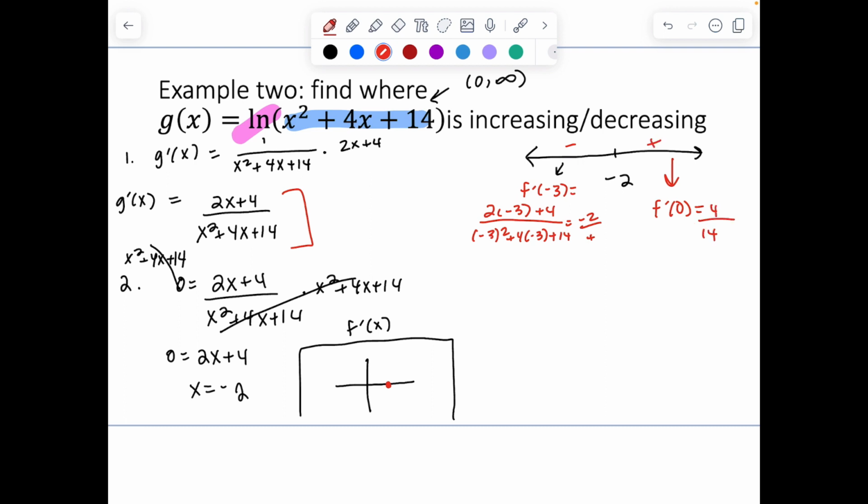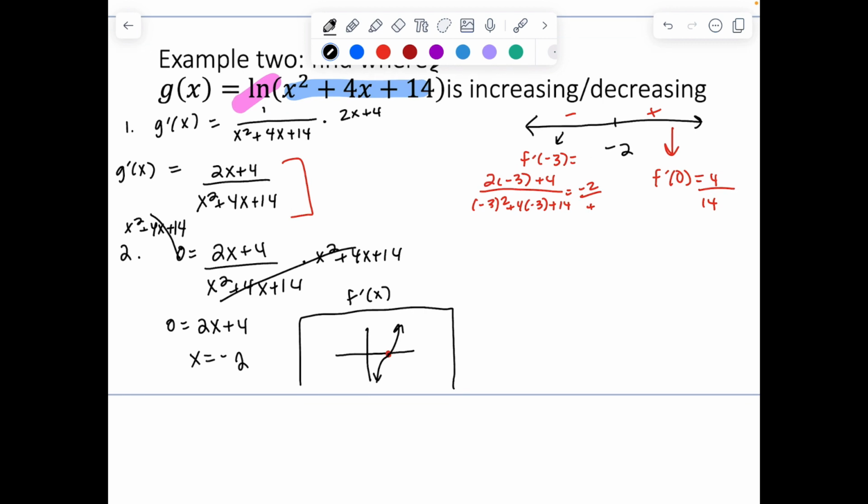That's positive. So based on the sign test, what we're learning is that the derivative is negative until negative 2, and then it's positive after negative 2. So that could be a sketch of the derivative. And so that is what we figure out there. And so based on the sign test, our conclusion is that f of x, so all of this is helping us answer questions about the original function.